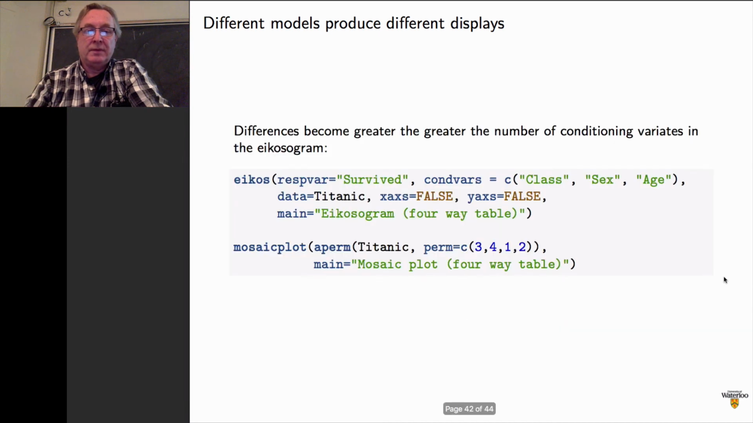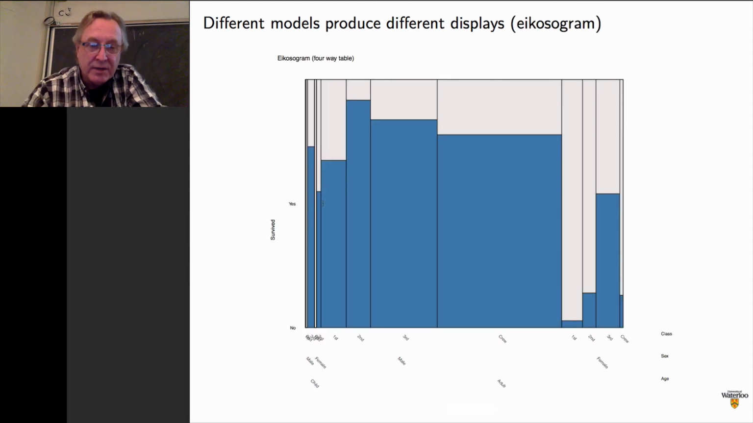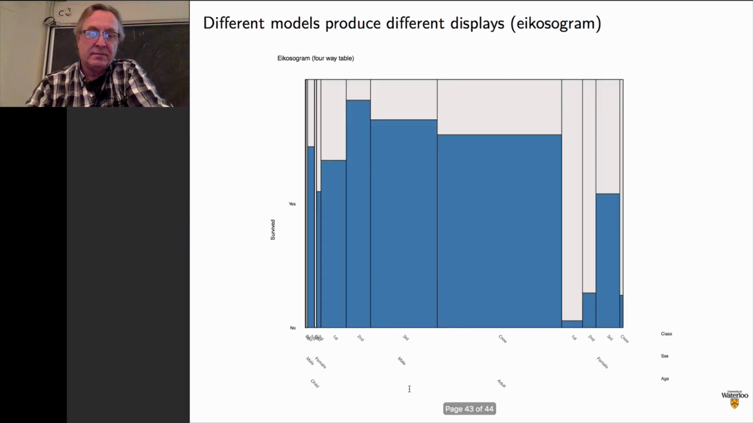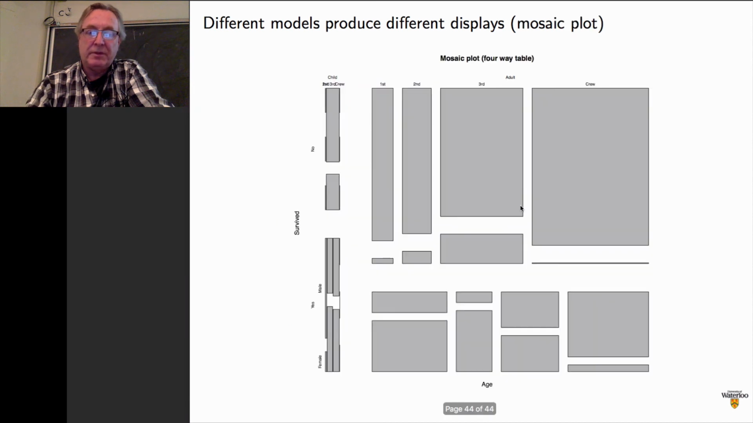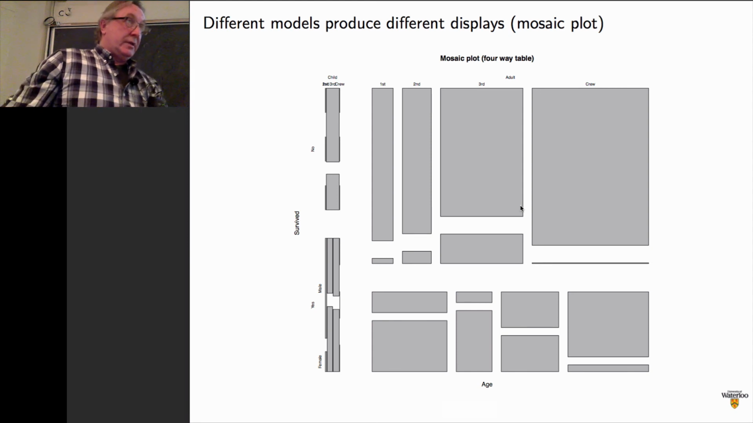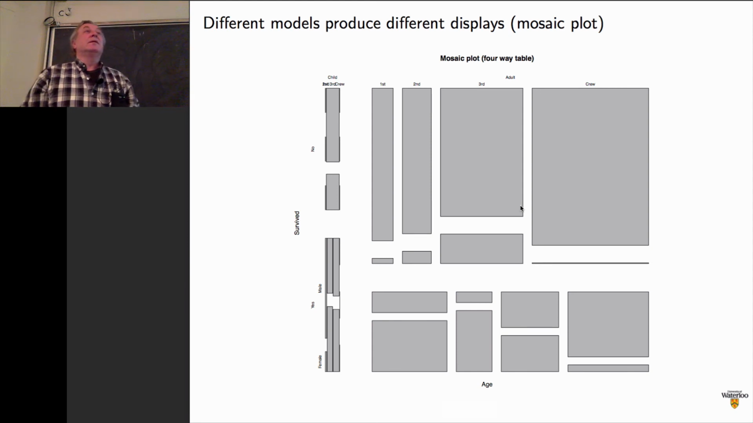As the number of conditioning variates becomes greater, the differences become greater. So there I've got survived, and I've got class, sex, and age. There's the Mosaic Plot. This one, I have a preference for interpretability, and that's a Mosaic Plot. Any questions? Okay, that's all I want to say about data visualization for categorical variates for the moment.